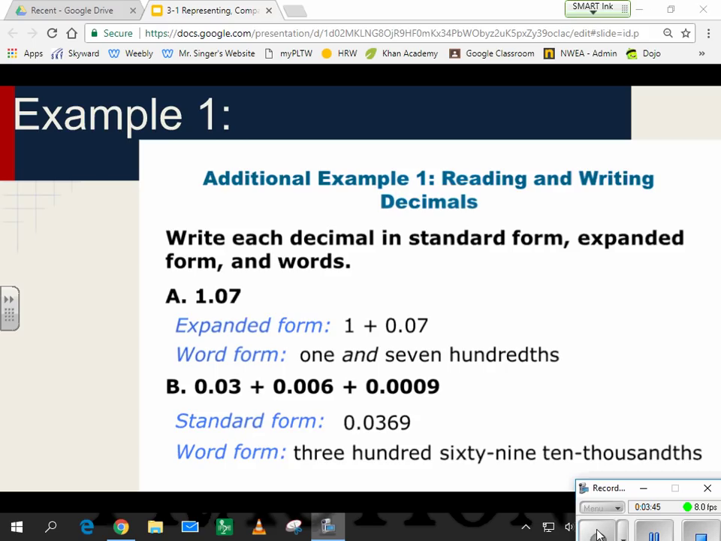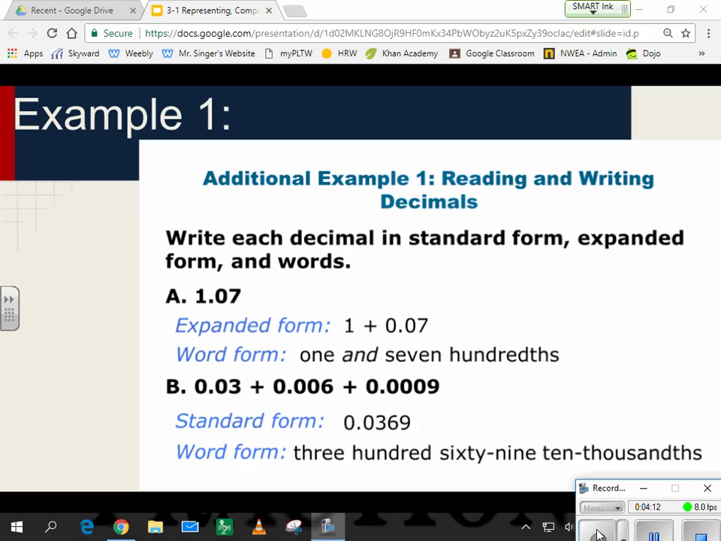Word form is writing it out by word, and I'm going to have you practice this quite a bit here in the video. So we write it as 1 and, again you can see the decimal point is and then you put down the number that you see. I see a 7, and then what place value it's in, hundredths. 1 and 7 hundredths. So for B, we started with the expanded form, 3 hundredths plus 6 thousandths plus 9 ten thousandths.